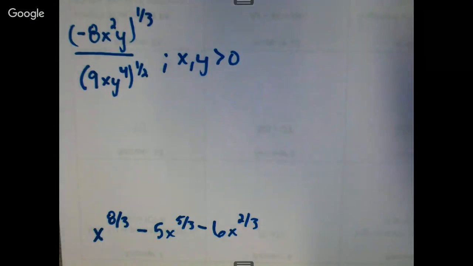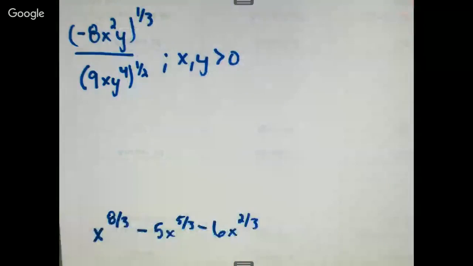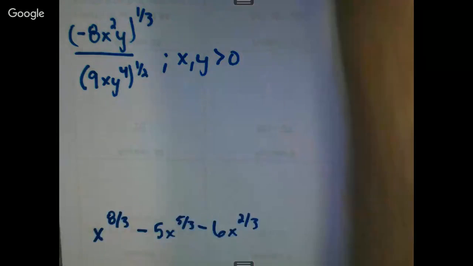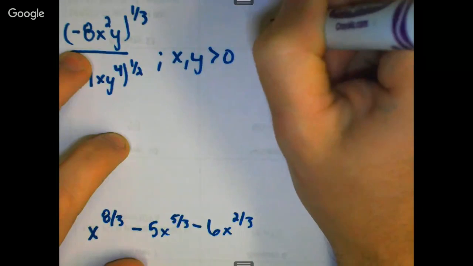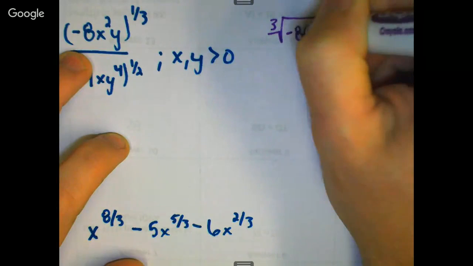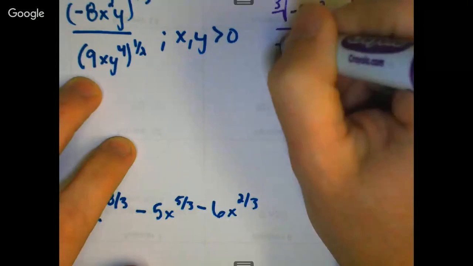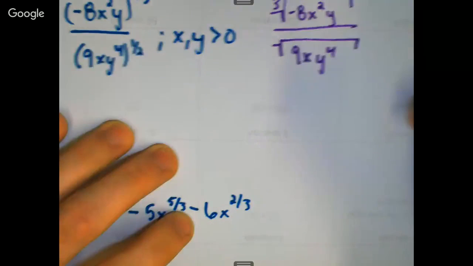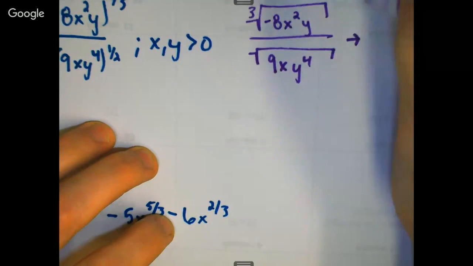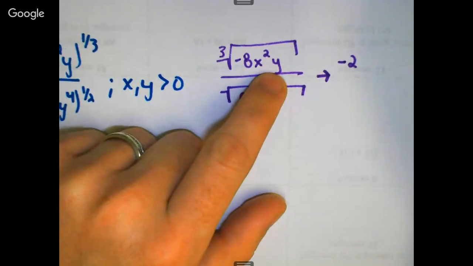So here's 1. Okay, so we don't have any negative exponents. That's fine. But we do have this kind of power to a power. What we're going to do is we're going to think of it as the third root. So we have the third root of negative 8x squared y over, this is the square root of 9xy to the fourth. Root of 8 is minus 2, but your x's and y's don't have a third root.